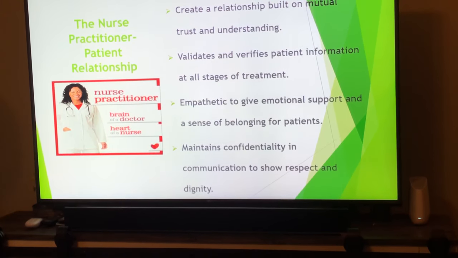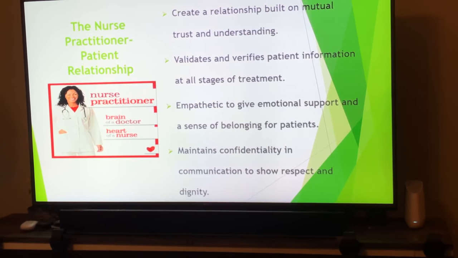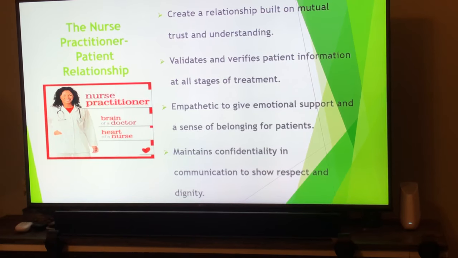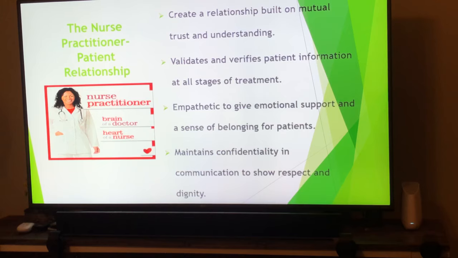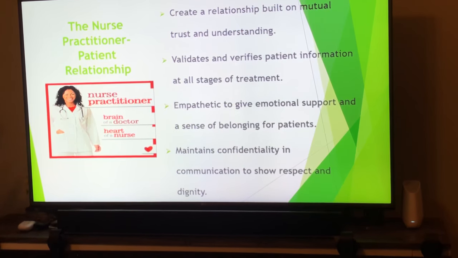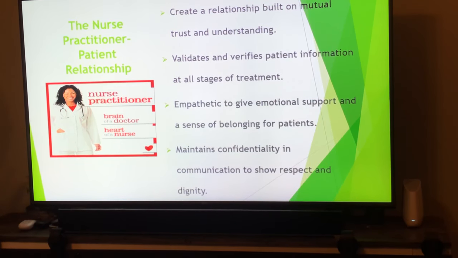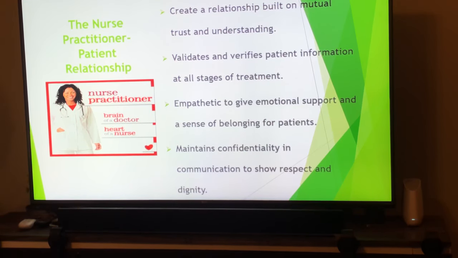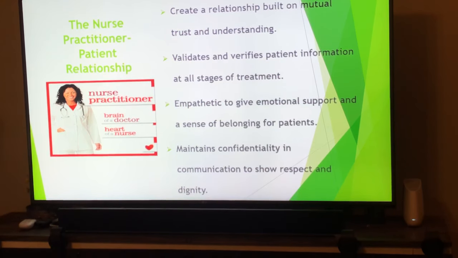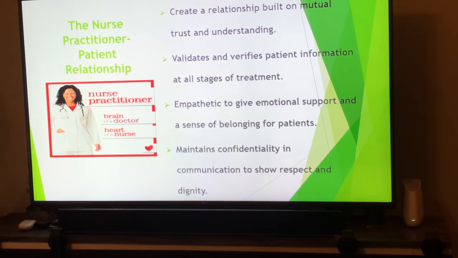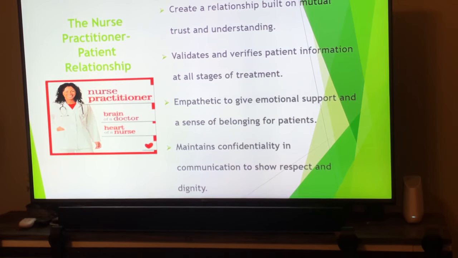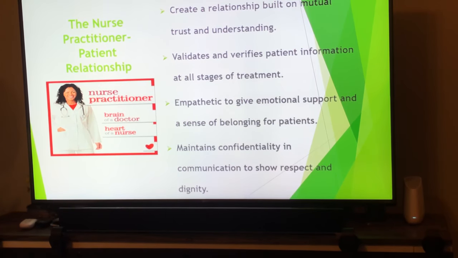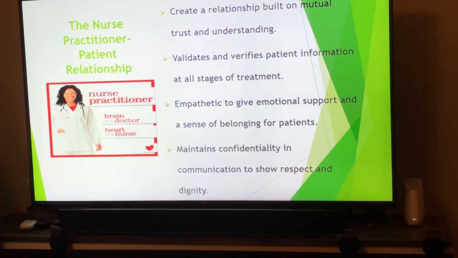Another role of the nurse practitioner is the nurse practitioner-patient relationships. So nurse practitioners, we create a relationship built on mutual trust and understanding. We validate and verify patients' information at all stages of treatment. We are empathetic to give emotional support and a sense of belonging for patients. We also maintain confidentiality and communication that show respect and dignity. The nurse practitioner, brain of a doctor, heart of a nurse.